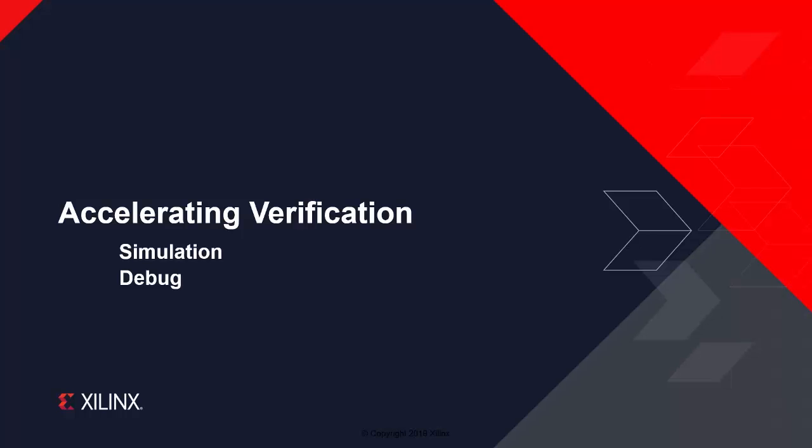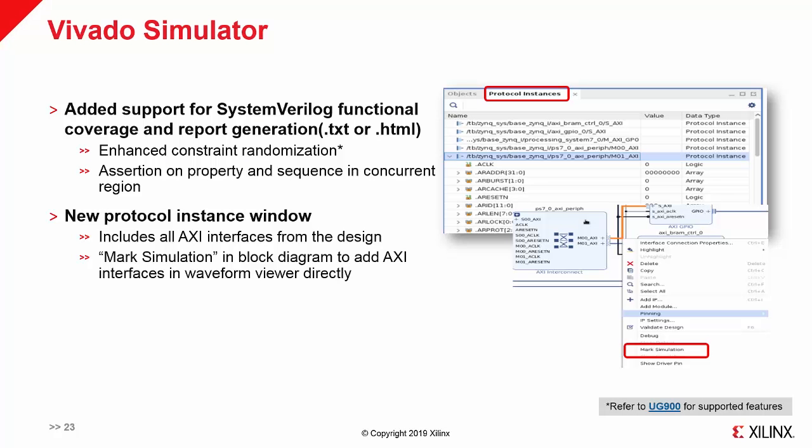Finally, let's cover the improvements for simulation and debug. A few things that we've added for the Vivado Simulator. On the SystemVerilog side, we've added the functional coverage and report generation. This enhances constraint randomization and supports assertions on properties and sequences in concurrent regions.